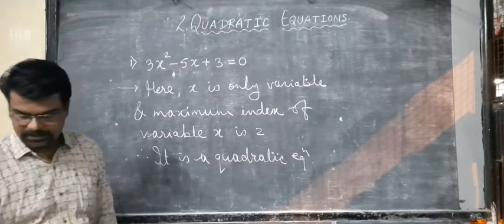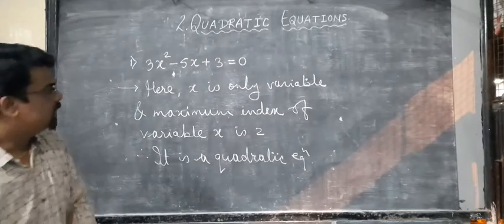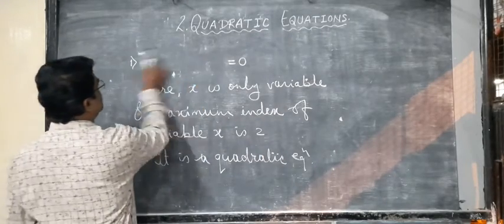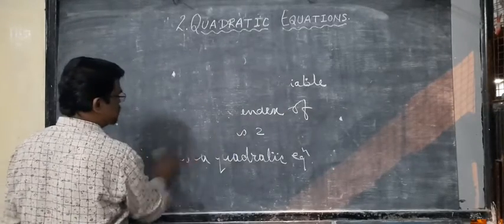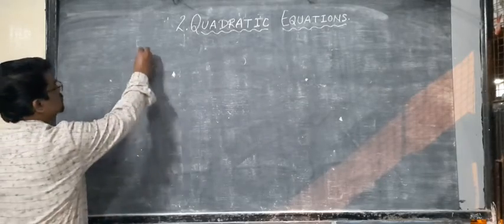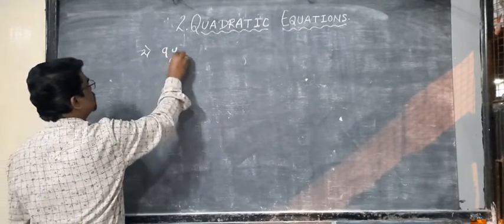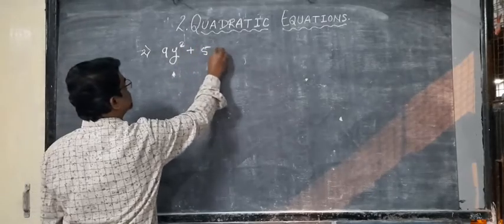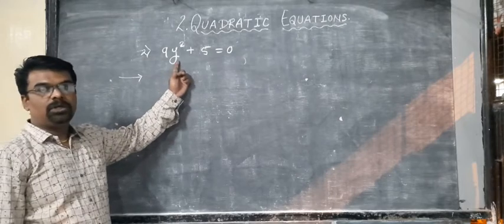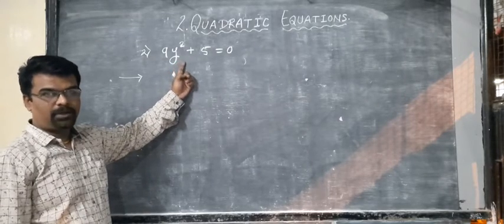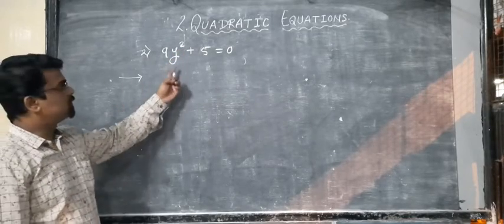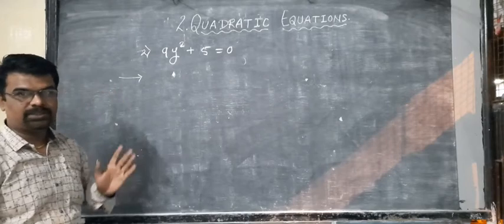Now let us see the second example. The second example is 9y square plus 5 is equal to 0. Here we can see y is the only variable, and the maximum index of this variable y is 2. Therefore, this is also a quadratic equation.